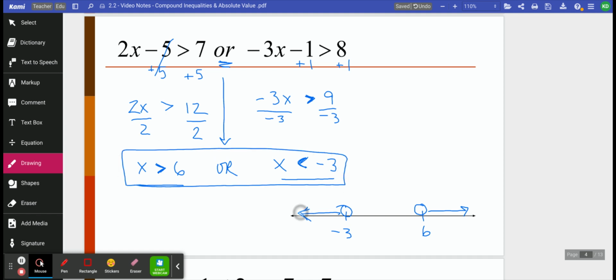It's all of the numbers that are less than negative 3 or greater than 6, right? We can't have an "and" here because then we would have nothing in it. It would be a null set because there's no point where these overlap. So it's just the combination of less than negative 3 or greater than 6. It's both.